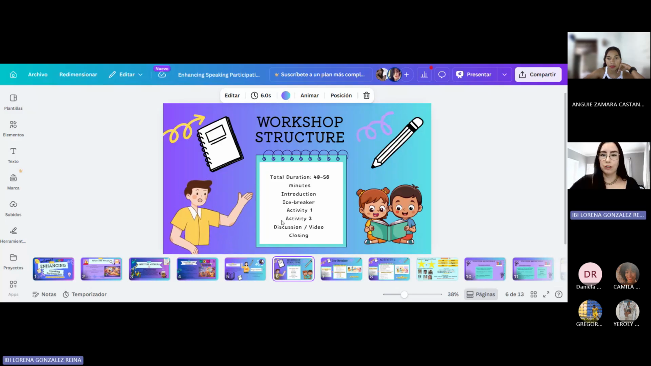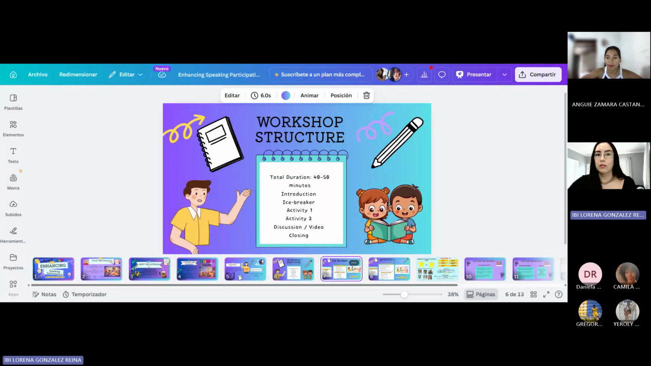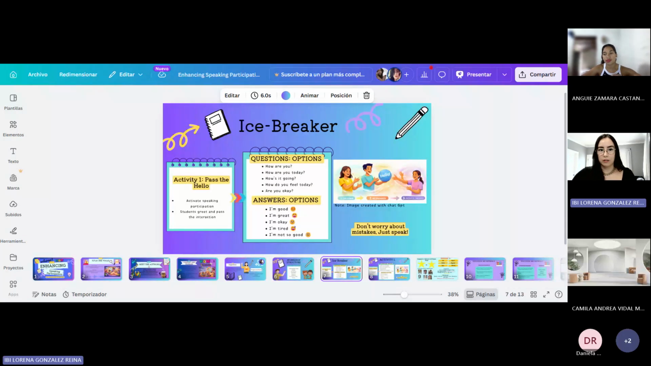Okay, thank you, Camila, for introducing the topic. This is the workshop structure. We are going to start with the introduction, icebreaker, activity 1, activity 2, one discussion with the help of the expert, and a closing. So let's continue with the icebreaker.